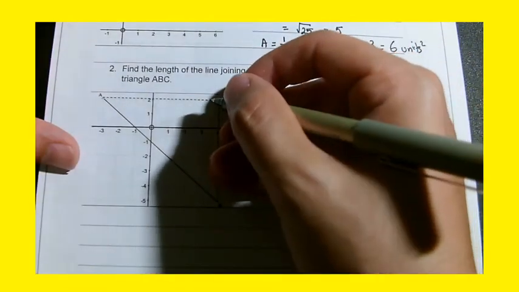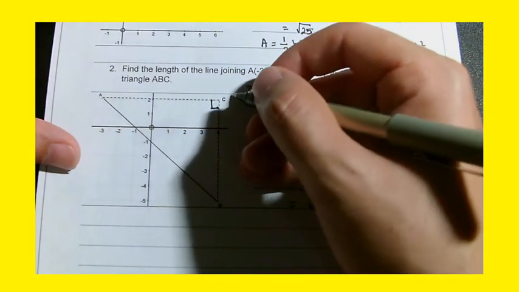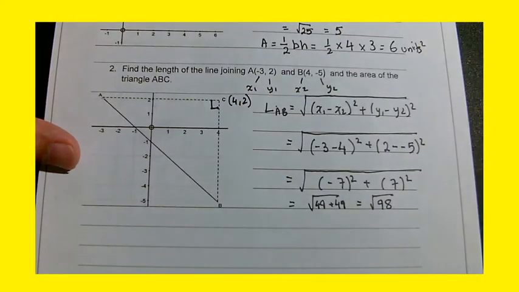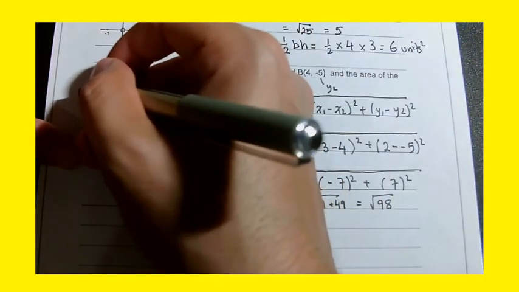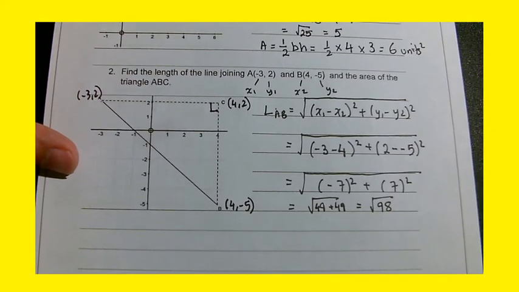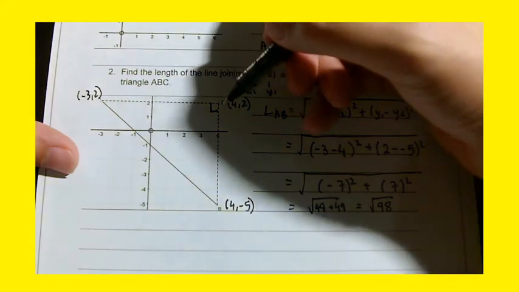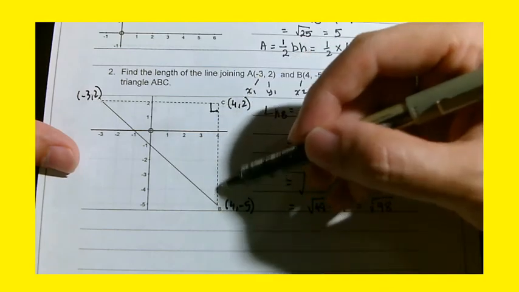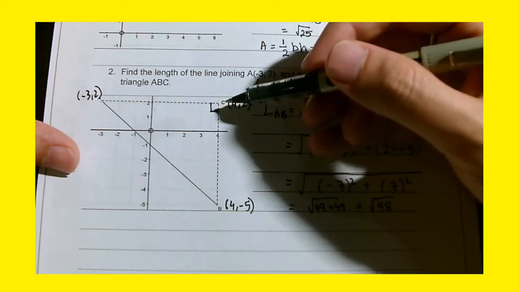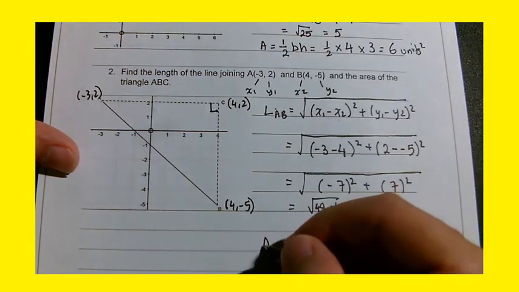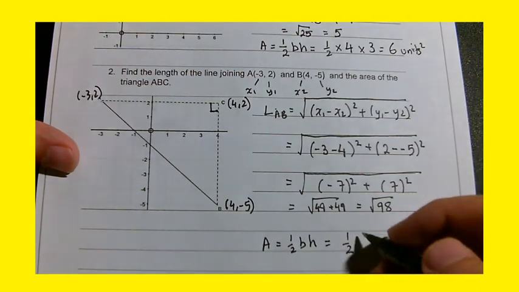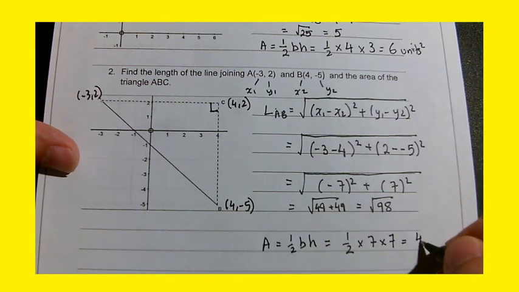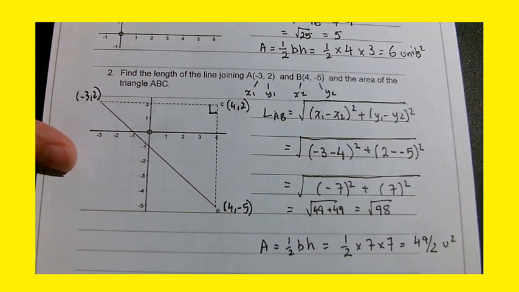So similarly, I've got the right angle here. Okay, point C is 4, 2, and point B is 4, minus 5, and point A is minus 3, 2. So if I look at that, the base of this right angle triangle would be this distance here, which is 7. Half base times height, and the height of the triangle will also be 7. So it's 49 over 2 units squared. Okay, so that is the area of the triangle ABC.